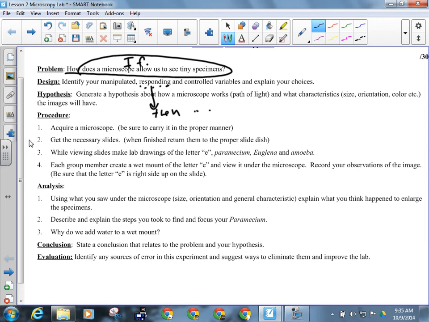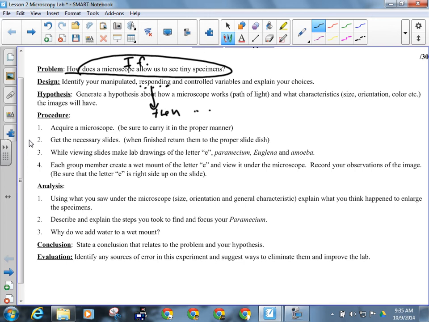Sure it is, as long as in your conclusion you say, well, I can't accept my hypothesis because it ended up looking like this, and that means that the light did this as it went through the microscope. Things like that. It's fine. I'm not going to mark your hypothesis wrong because I know ahead of time that your prediction isn't right. That's not how it works.